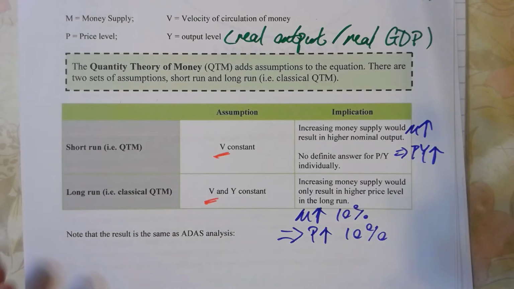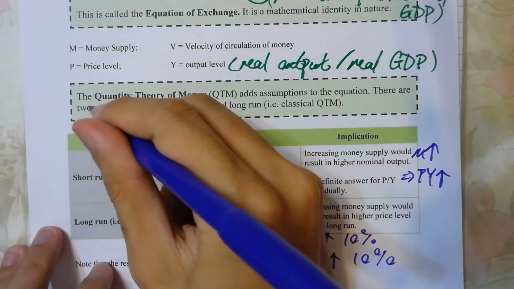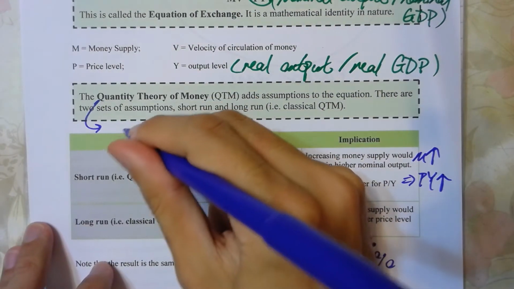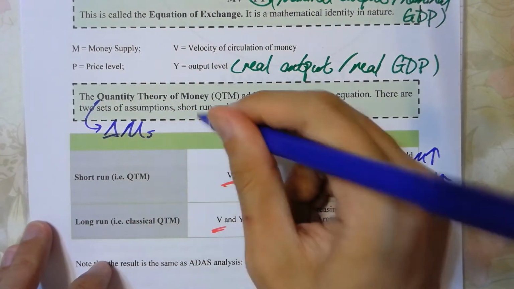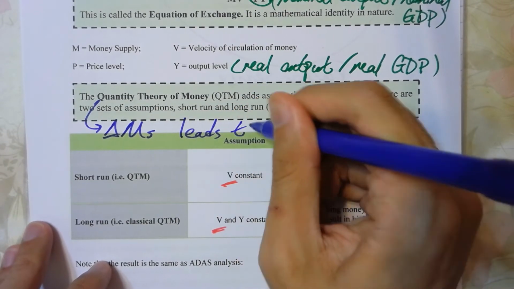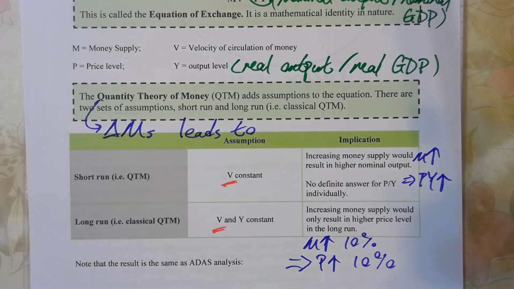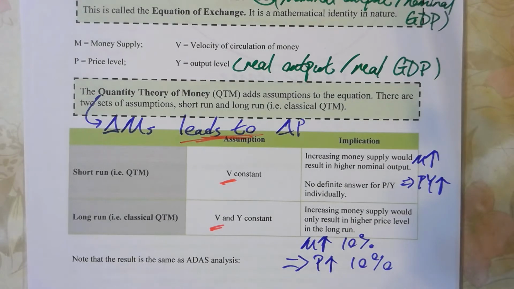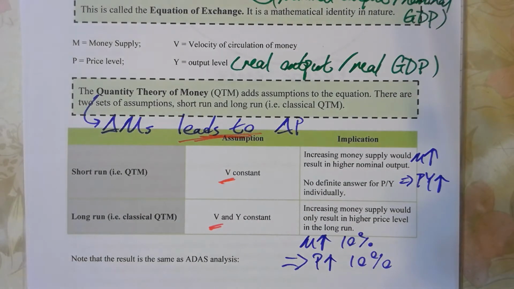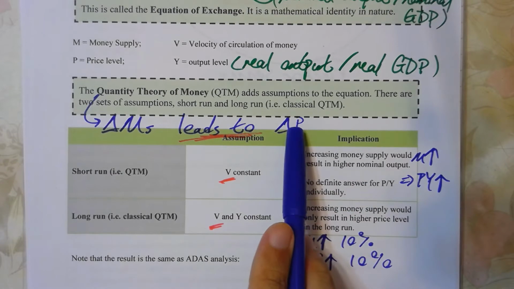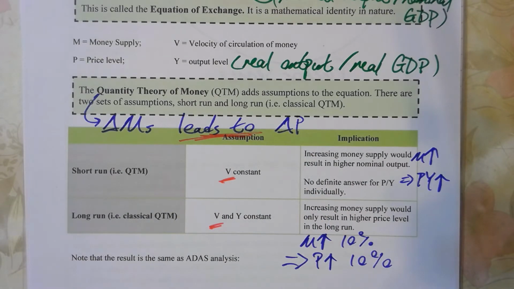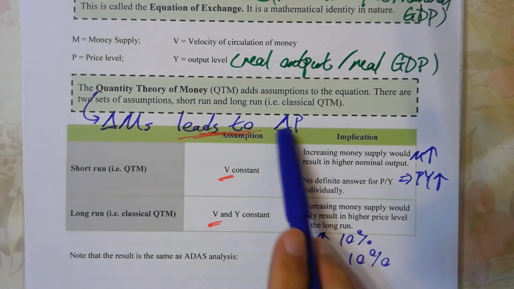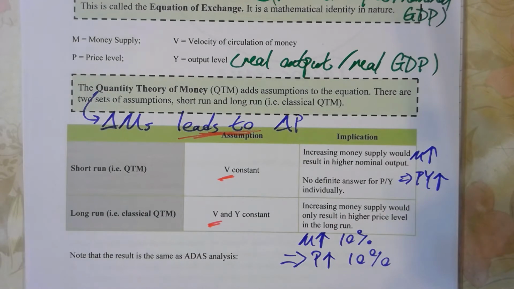Now remember, I just mentioned, QTM always says change in money supply leads to change in price level. Now this is a very important word: leads to. You cannot interchange them. You cannot revert them. You can't say change in price level leads to a change in money supply. No. Money supply always goes first. Later, second would be price level. Money supply must go first, okay? So this is the only thing you need to be careful with in QTM.